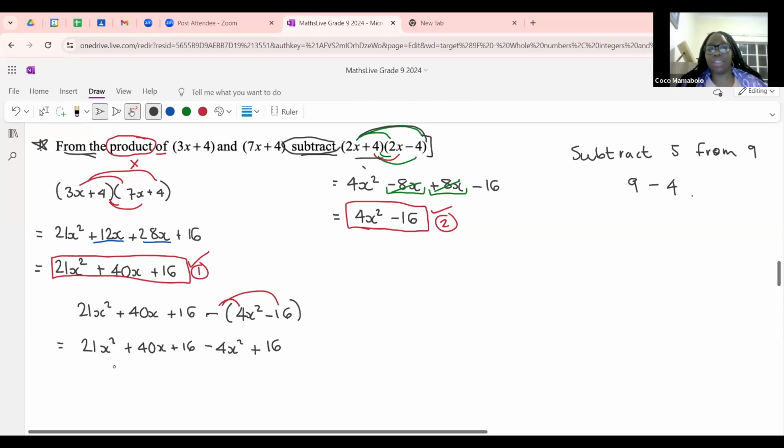All right. I need you guys to add and subtract like terms. I can see here that 21x squared minus 4x squared is going to give us 17x squared. 40x doesn't have a like term, so plus 40x. And then I'm going to get 16 plus 16, and that's going to give me plus 32. So this one is a bit of a tricky one. All right. But unfortunately, we definitely are out of time today.